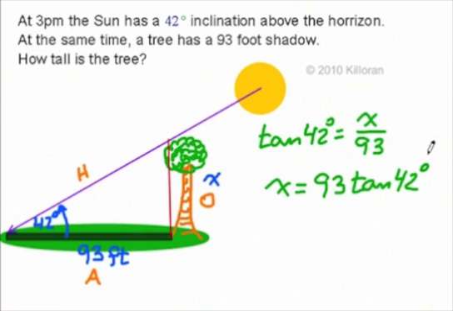So if we type that in our calculator, make sure it's in degree mode, 93 times tangent of 42 degrees, it's going to give us a value of approximately 83.7. So the answer to the question is the tree is about 83.7 feet tall.